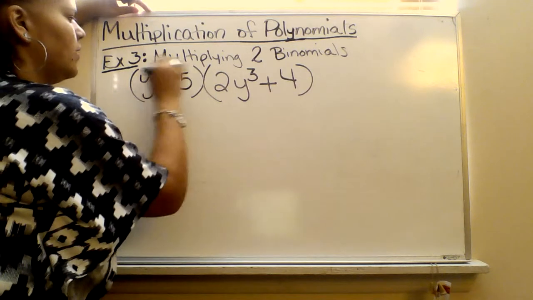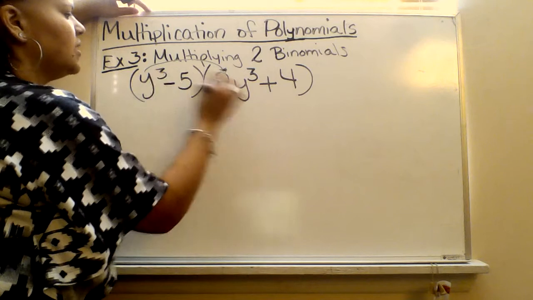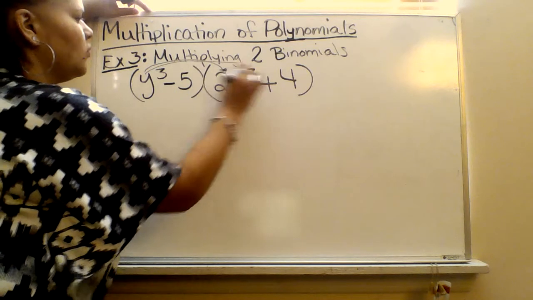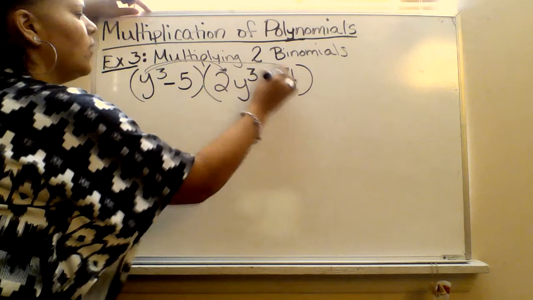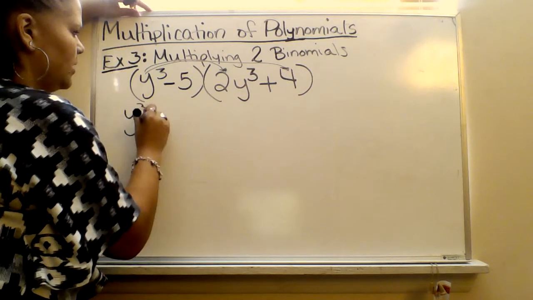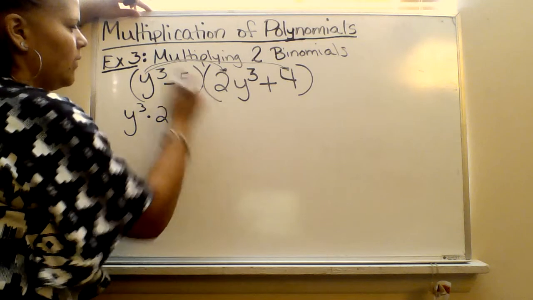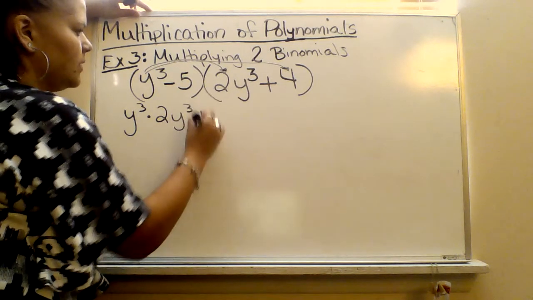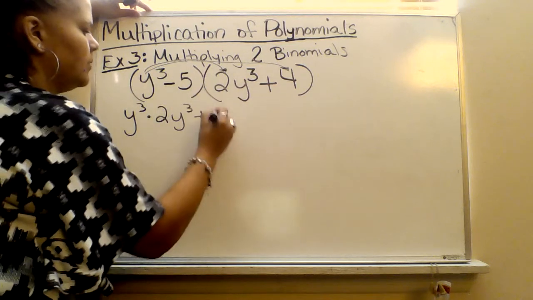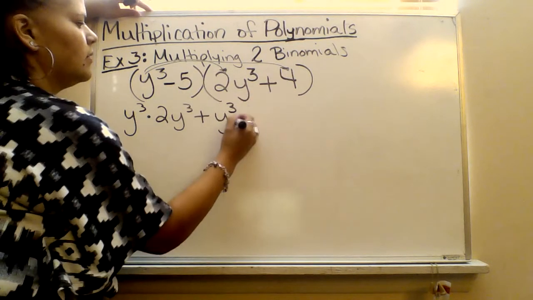So right here, you take y cubed and multiply it times 2y cubed, and then take y cubed again, multiply it times 4. So let me set that up. So we have y cubed times 2y cubed. Then we have the plus sign, plus. Then we have y cubed times 4.